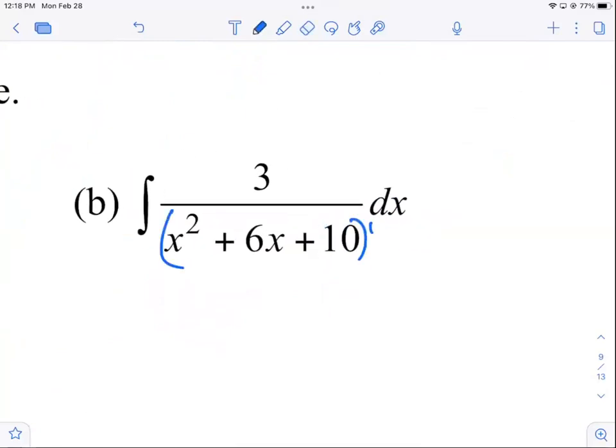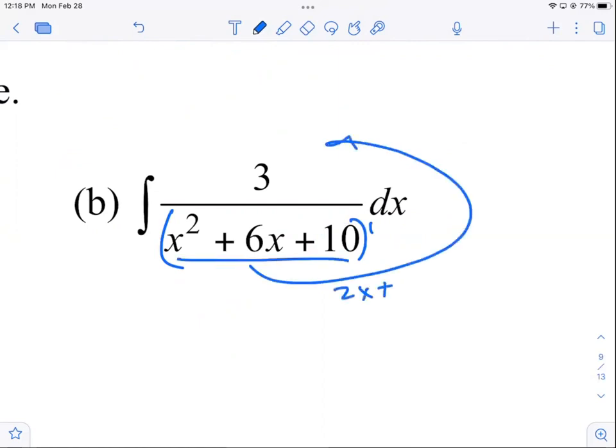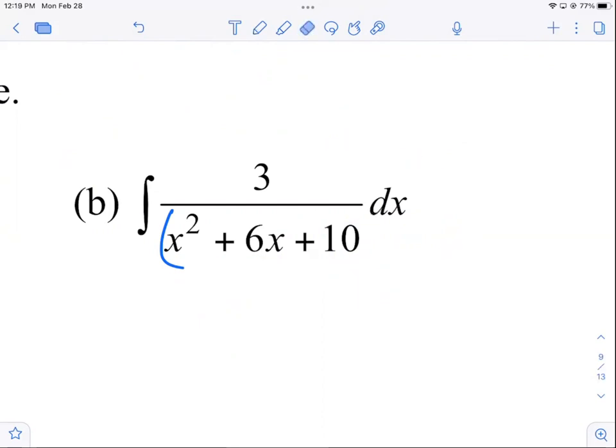If I put this to the first, it's still not a natural log because the derivative of that is 2x plus 6. And again, there's no two-term linear factor up there. So that's not going to work. Can we factor this one?